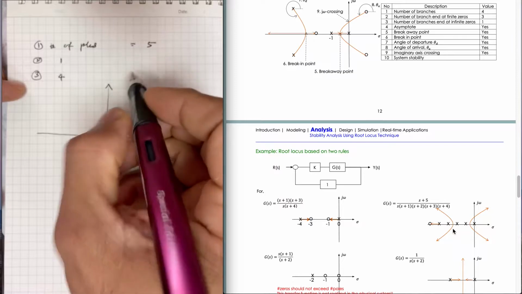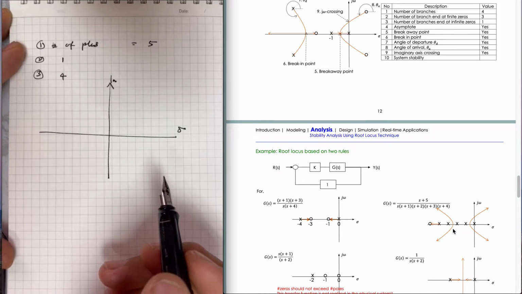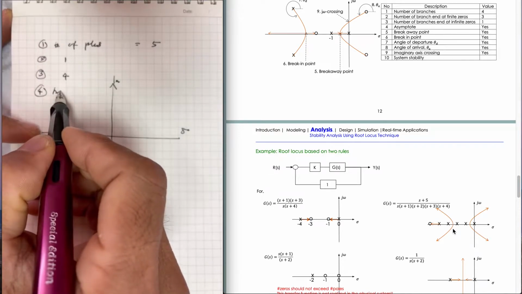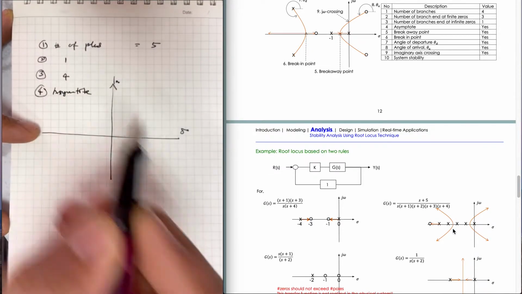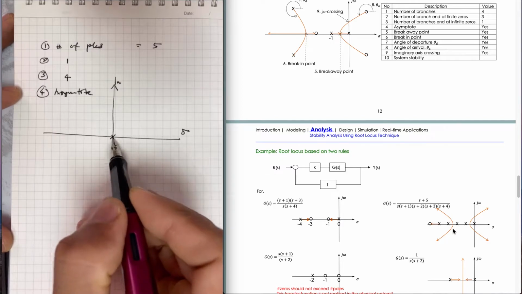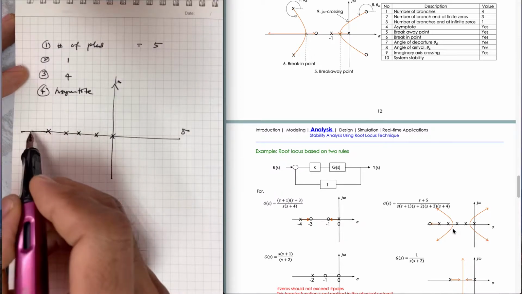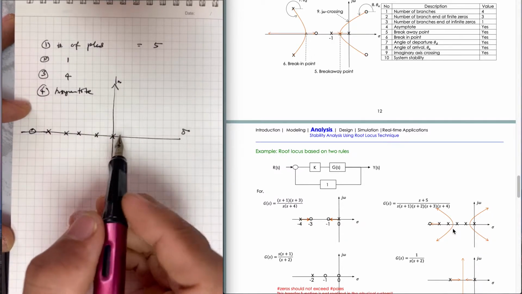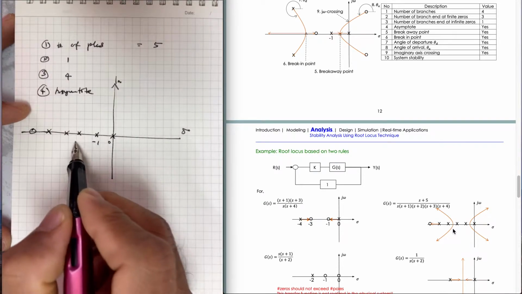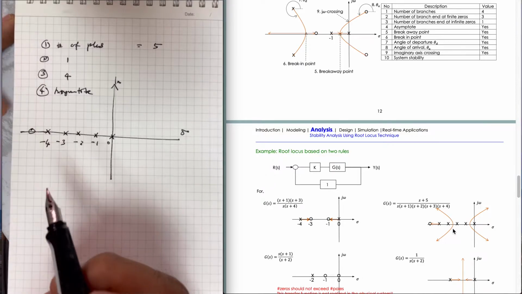The important thing to find here is the asymptote first. The number of branches we calculate. Number 4 is the asymptote. This asymptote will guide us to sketch this. We have 5 poles, and a zero here. What are the values? -1, 0, -2, -3, -4.